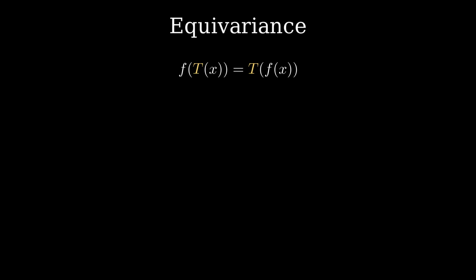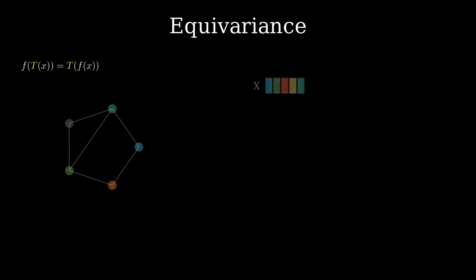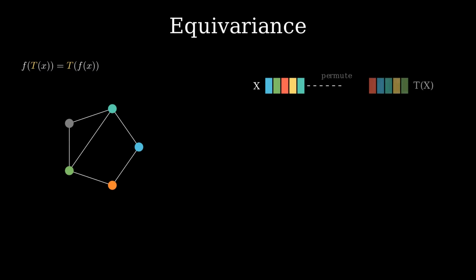Formally, f is equivariant with respect to t if applying t before f gives the same result as applying f before t. The cleanest way to build intuition here is through a commutative diagram. Imagine a graph with colored nodes, each node carrying a feature vector. We have two paths. Path 1, first permute the node order with transformation t, producing t of x, then apply our function f to arrive at f of t of x, shown at the bottom right.